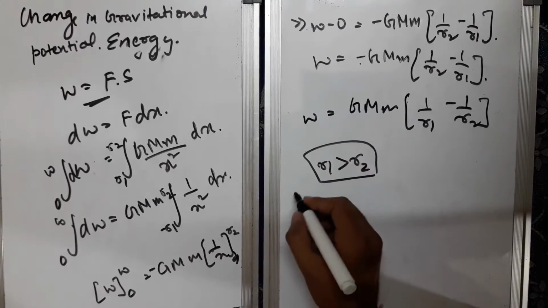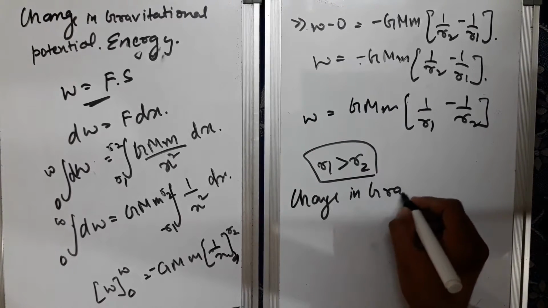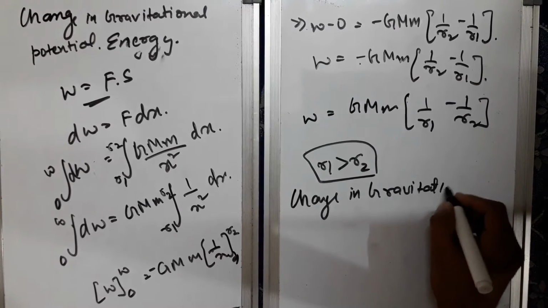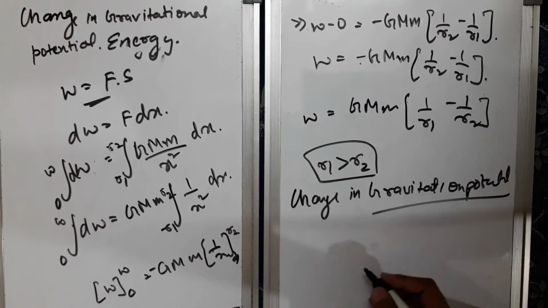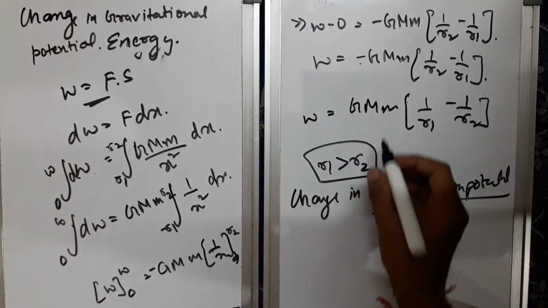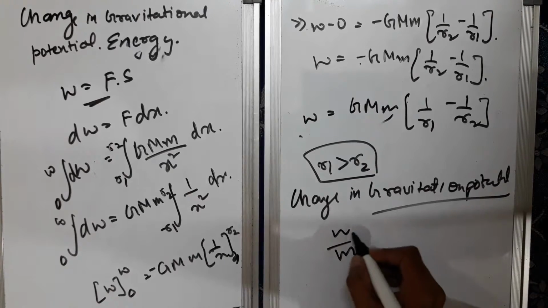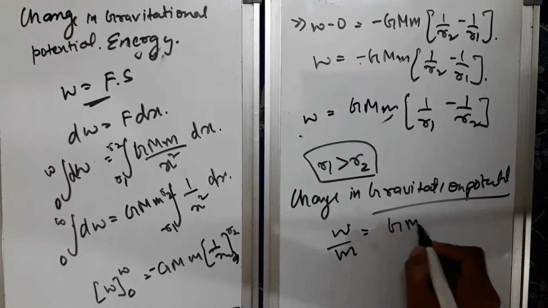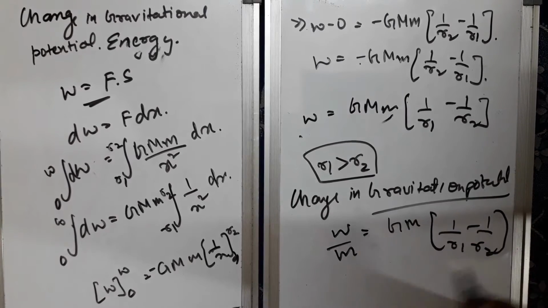So now Newton's term comes from gravitation potential. It is similar to gravitation potential. We put this mass here, we get GM (1 by r1 minus 1 by r2). That's all.